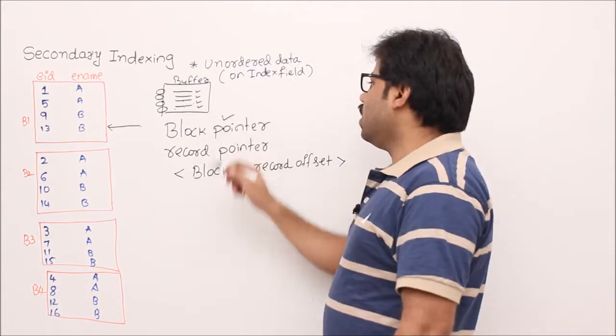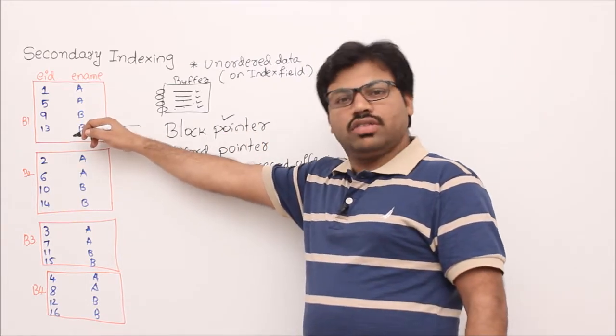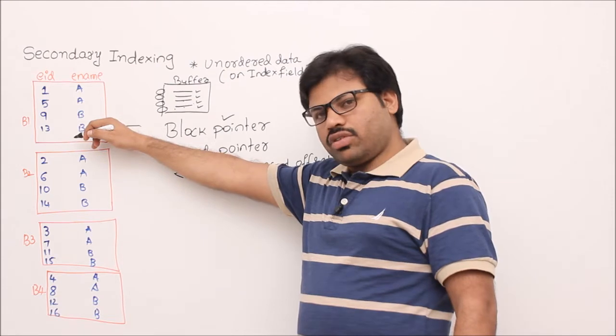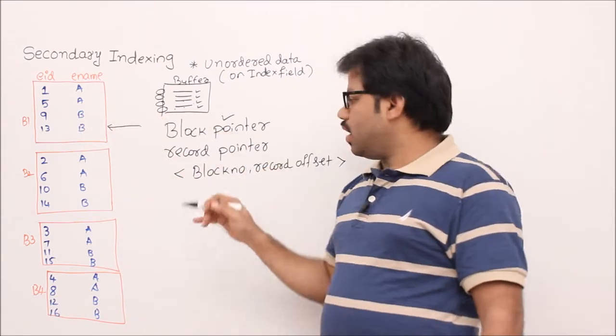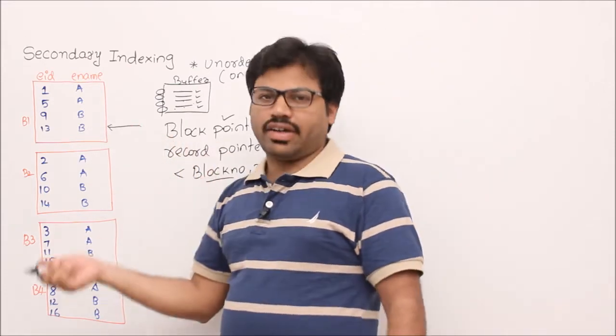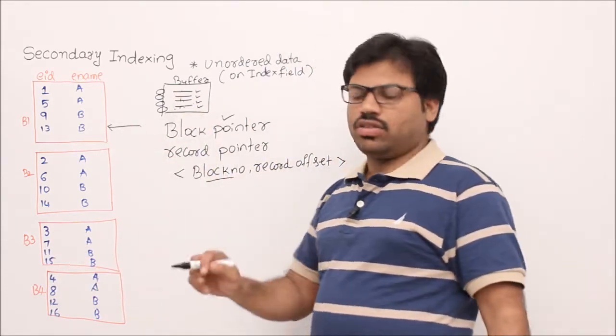One is the block pointer, with which you will reach only the block. Then for a particular record you have to search all the records. Now if you know the record pointer, the record offset, then we can directly go to the particular record, rather than searching that entire block. Understand? So that is the difference.